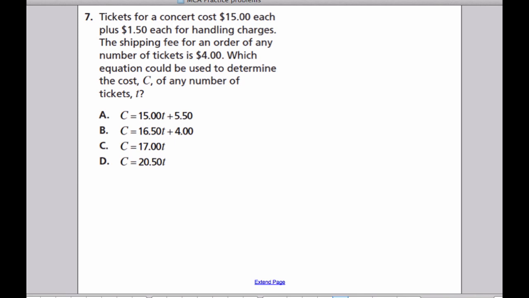Tickets for a concert cost $15 each, plus $1.50 each for handling charges. The shipping fee for an order of any number of tickets is $4. Which equation could be used to determine the cost C of any number of tickets? So I go back and think, all right, $15 for each ticket that I buy. So I've got to remember that. $15 for each ticket, so times ticket, plus $1.50, so I took care of this part. Plus there's a $1.50 charge for each ticket for the handling charges. So not only is it $15 for the ticket itself, but they're going to charge me $1.50 for each ticket that I'm purchasing, it's called the shipping and handling.